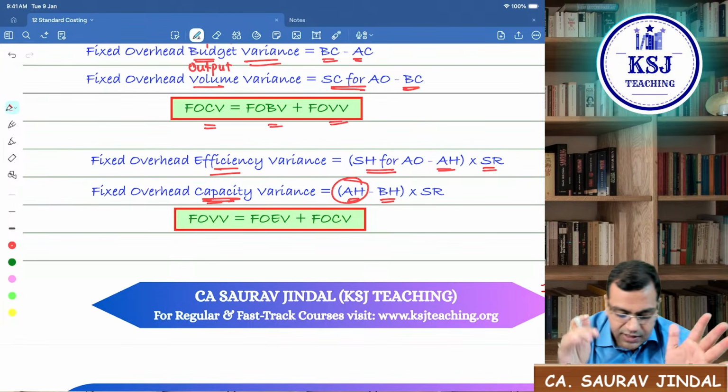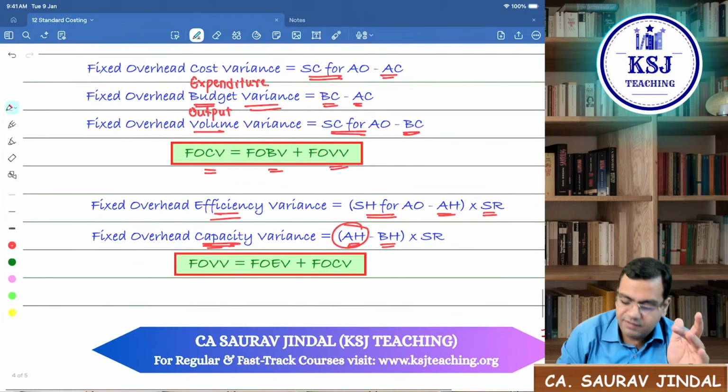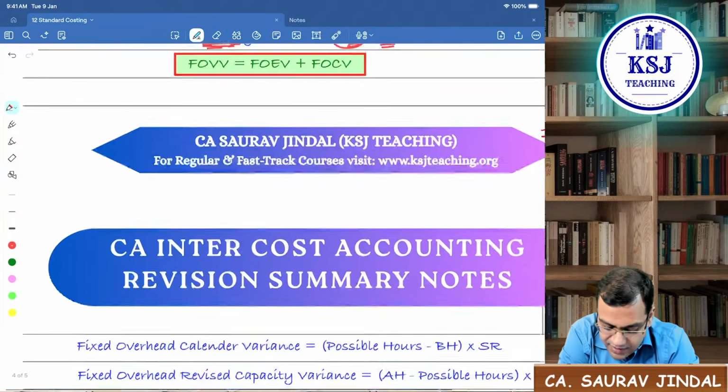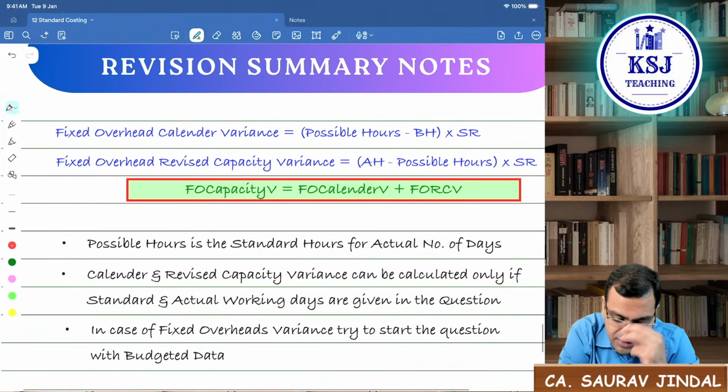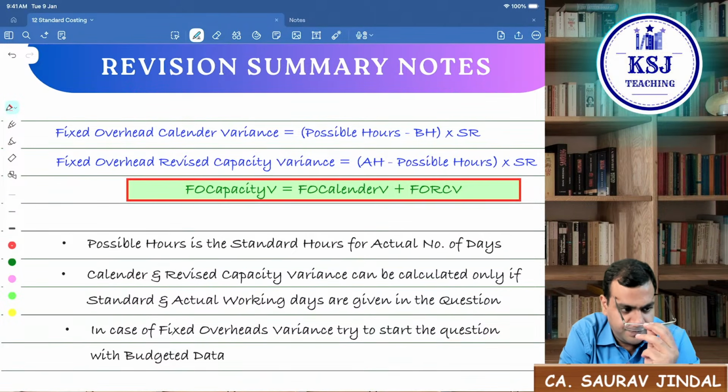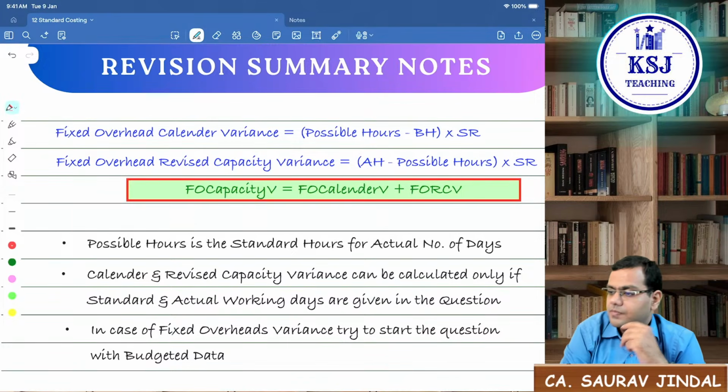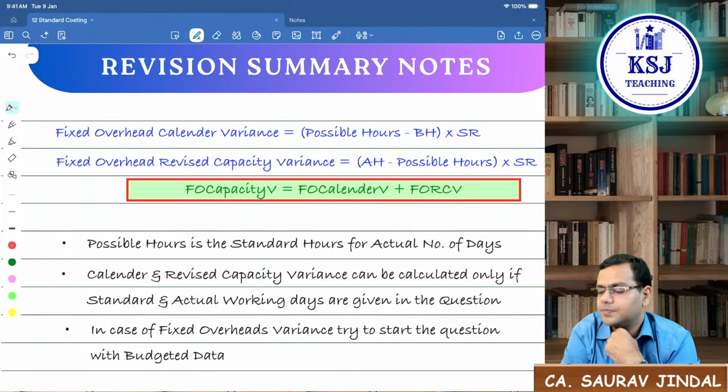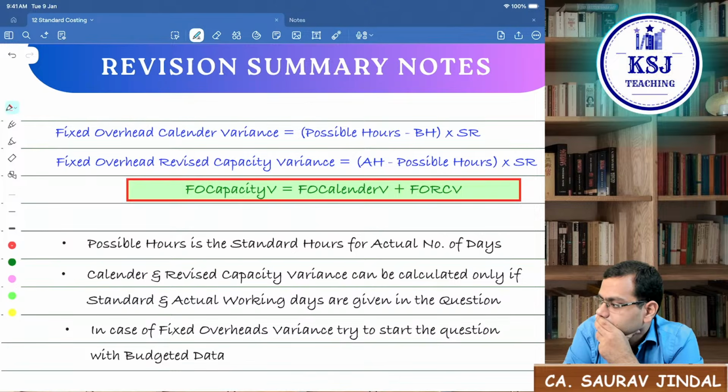First tell me if these first 5 are clear. Then I will move to the revised capacity variance, calendar variance and revised capacity variance. First tell me if these two are clear. Yes, clear. Okay.